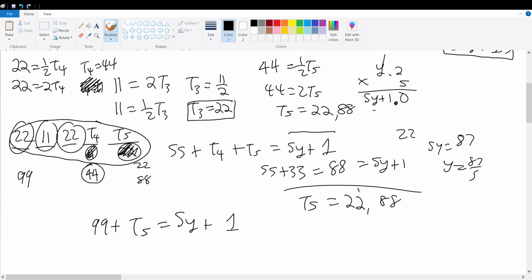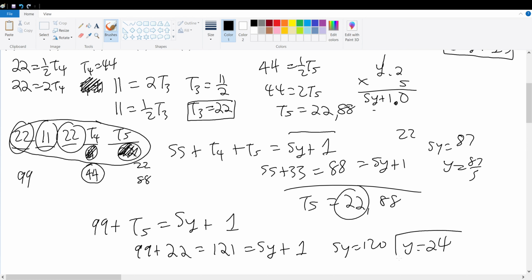So let's try t5 is equal to 22. If that's 22, then 99 plus 22 is equal to 121. 121 is equal to 5y plus 1. Then that means 5y is 120. y is equal to 24. Wait a minute, that would work. Because then we have 24.2 to be the average. Because remember, we supposed y, this is .2. So we supposed y to be this number, .2. So y must be 24.